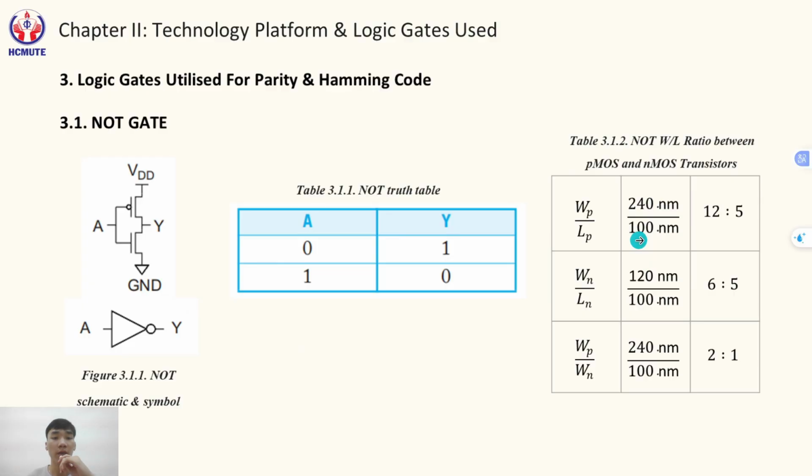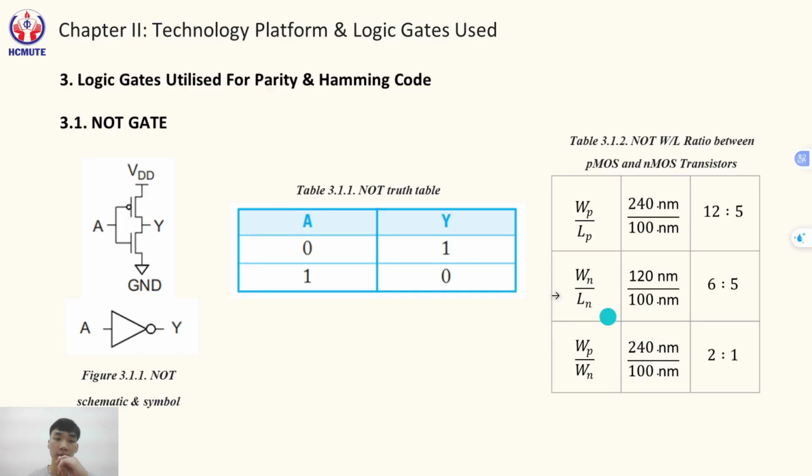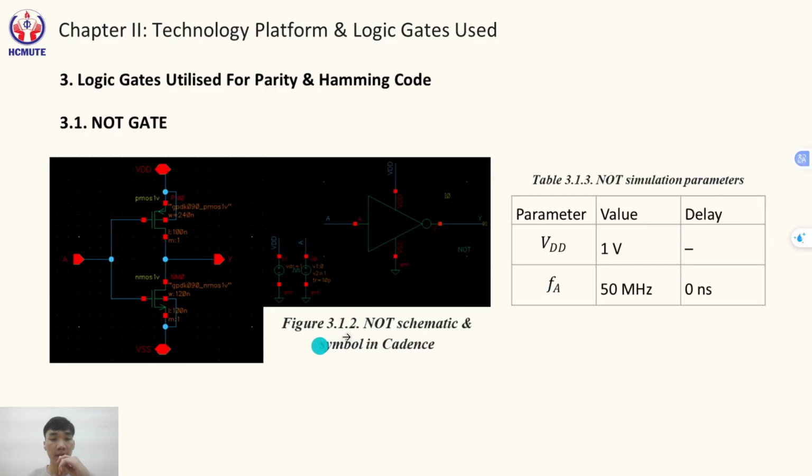And here is about the optimal W/L ratio. Based on the conduction characteristics of transistors, we know that an NMOS has twice the mobility of a PMOS. Therefore, to balance the rise and fall speed, or tPLH approximately equal to tPHL, we choose the ratio here. This ratio helps optimize the propagation delay of the NOT gate. And this is the schematic and symbol in Cadence. And here is the table of simulation parameters.